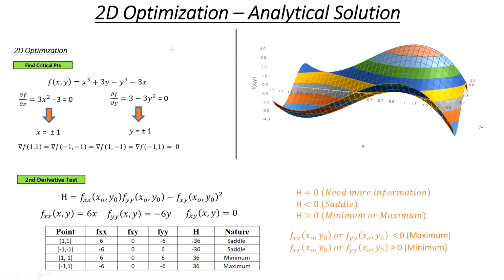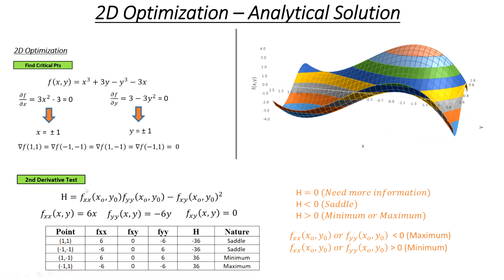Then we went to 2D optimization, and we found that we still have the 2 steps: finding critical points and the second derivative test. But in this case, it's slightly more involved since we're dealing with partial derivatives. So we took the partial in terms of x, and we got x = -1 and +1, and also took the partial in terms of y, y = -1 and +1. And we found that we have 4 different points where the derivative is equal to 0: 1, 1; -1, 1; 1, -1; and -1, -1.